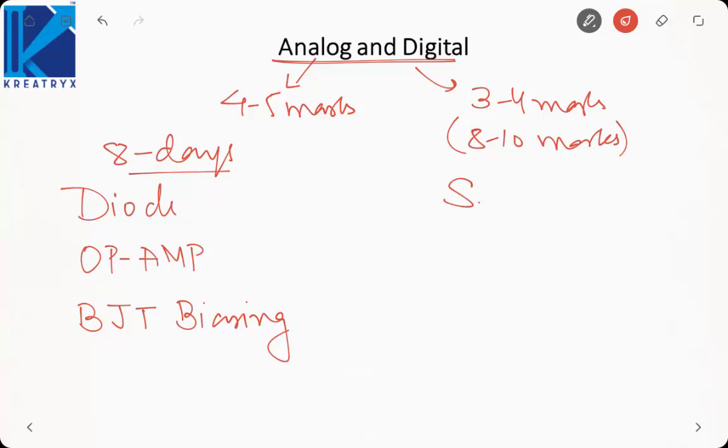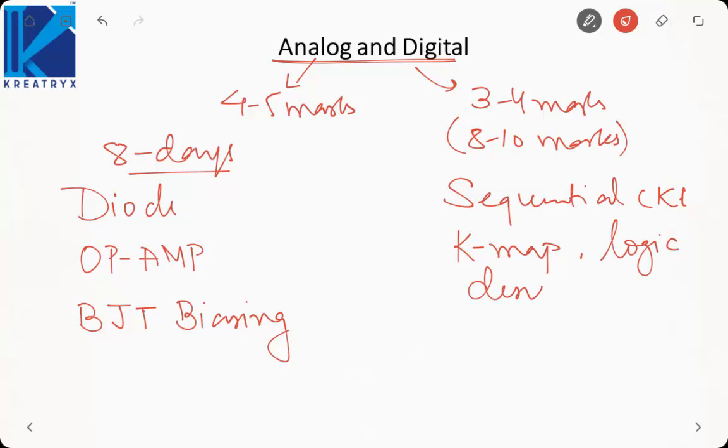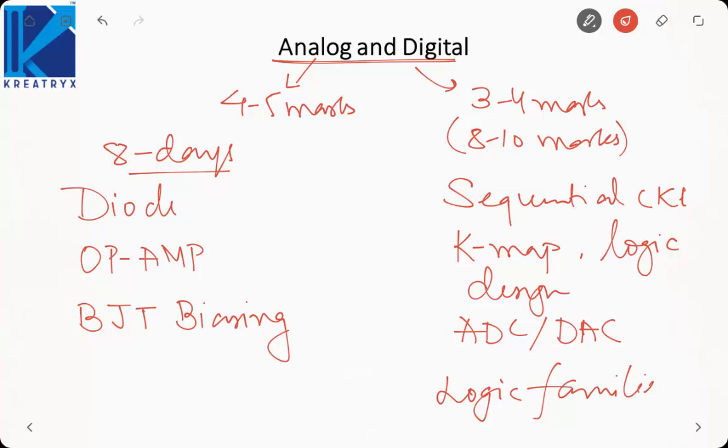In digital, sequential circuits are most important, and your basics like K-map and logic design. These are important. Combinational circuits are not that important. Okay. Other than that, do study about ADC and DAC. Logic families you can leave out. Logic family is the least priority. If you are not able to cover, then you can leave it out.